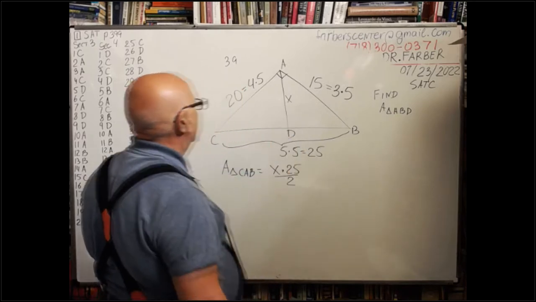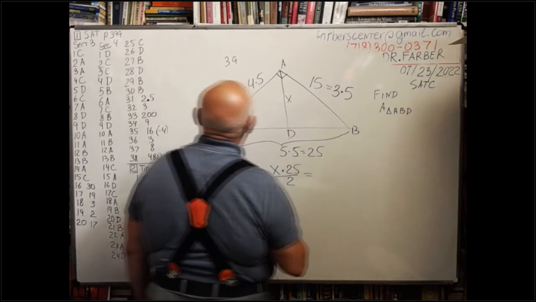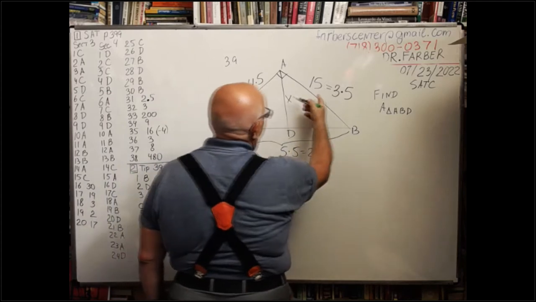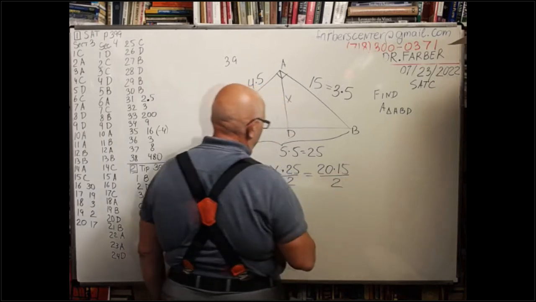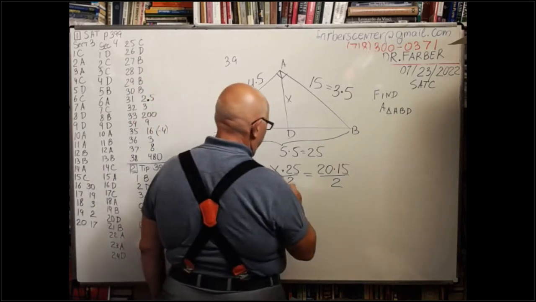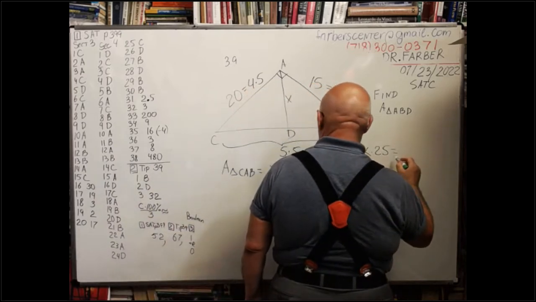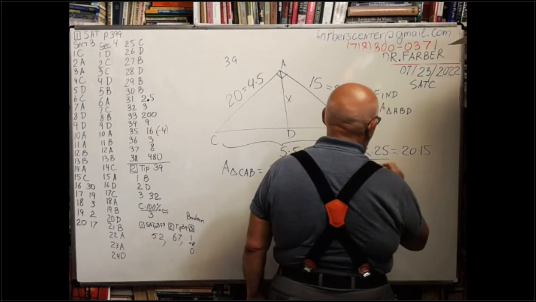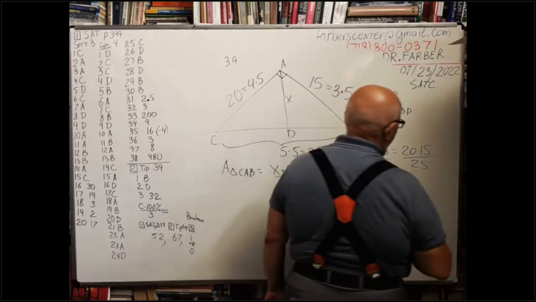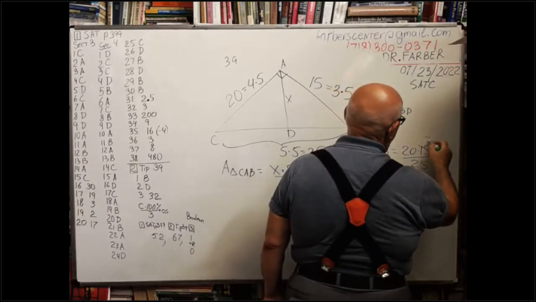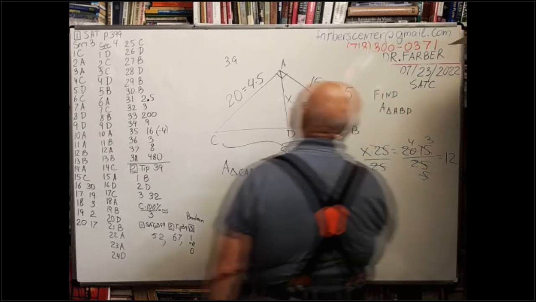From another side, since this angle is right, they are mutually perpendicular, it's the same. I can find this area from another perspective: 20 times 15 divided by 2. If I multiply both sides by 2, I cancel out these two and these two. And I get x times 25 equals 20 times 15. Divide both parts by 25. Cancel. Simplify by 5. This is 3, this is 5. 5 goes into 60 four times... this is 12. So I found this side is 12.